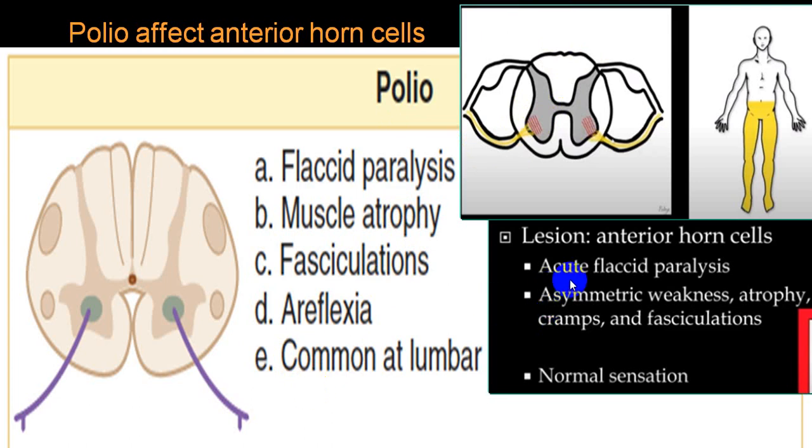So, acute flaccid, asymmetrical, atrophy, cramps, fasciculation. But the sensory system will be normal, and that is very peculiar. One limb will be more involved as compared to the other limb.